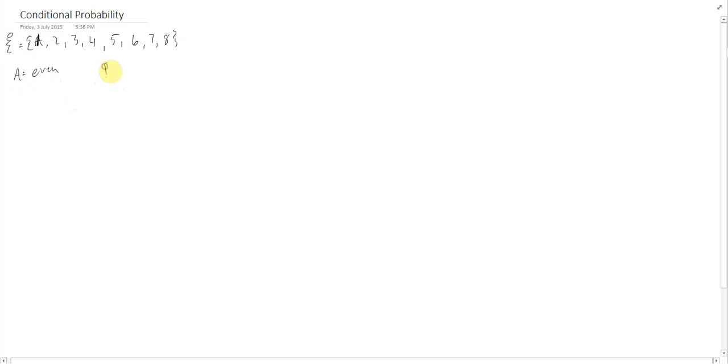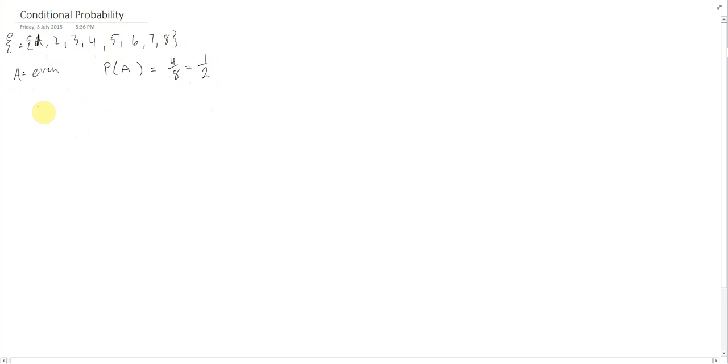And you're pretty clever, so you say, oh, well, the probability is obviously, there's 1, 2, 3, 4 choices that are even out of 8, so that's going to have to be 4 over 8. So the probability of event A, even, is 4 over 8, which is, of course, a half. And so this person goes, so its probability is a half.